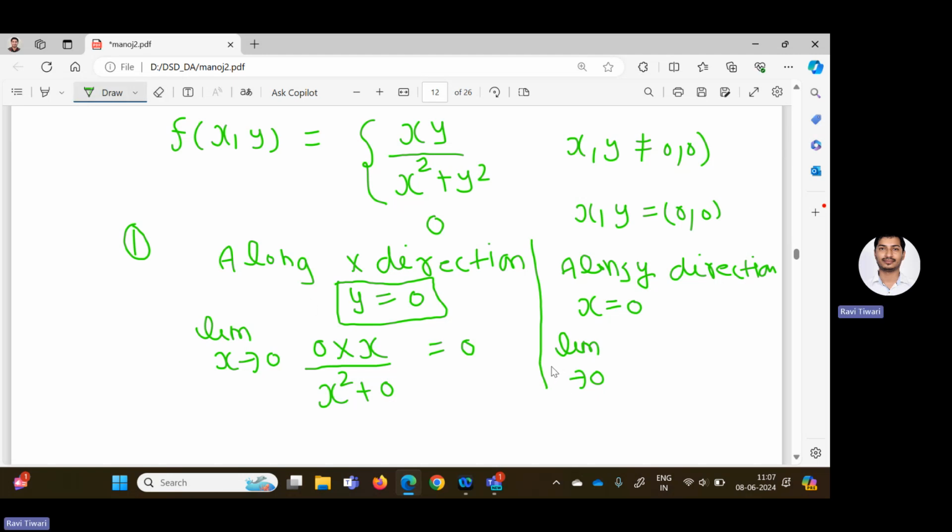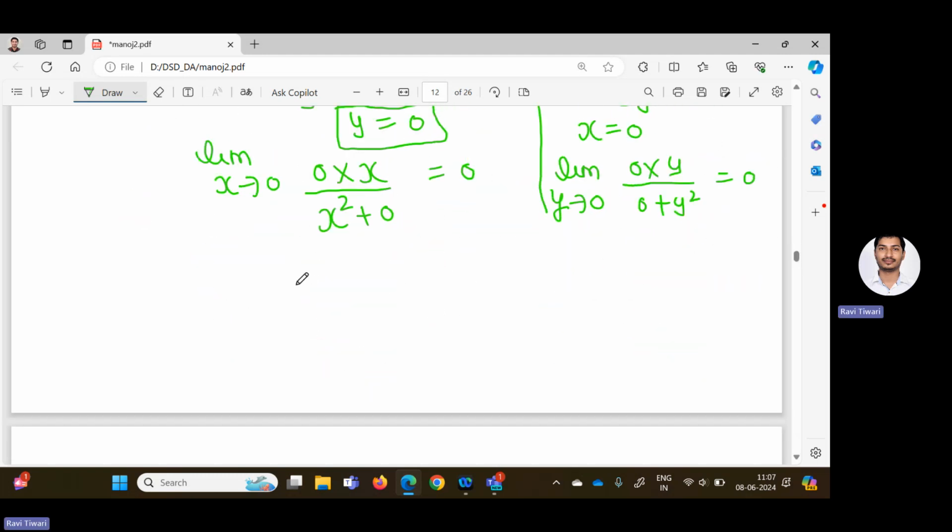Limit y tending to 0, and f(x, y) is given as xy. Because x is 0, you will get 0 into y divided by x square plus y square. So x is 0, so 0 plus y square, which is equal to 0. So along the x direction we are getting limit 0, along the y direction we are getting limit 0. So what can we conclude, is this function continuous or not continuous, because we are getting a unique limit along two directions?